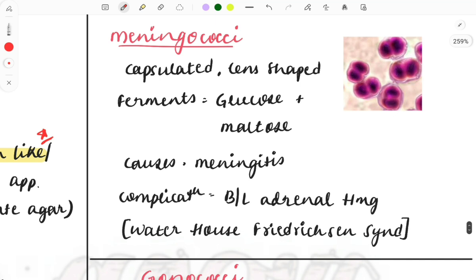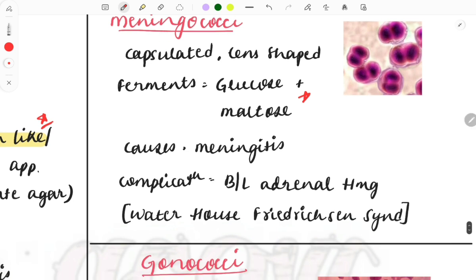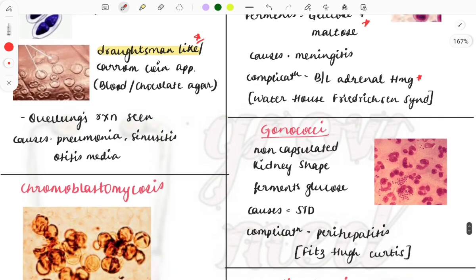Then meningococci, we all know it causes meningitis, and it is also capsulated and lancet shaped. It ferments glucose plus maltose, and this is the thing which will help you differentiate between Neisseria meningitidis and gonococci, Neisseria gonorrhoeae. An important PYQ asked is that the complication is bilateral adrenal hemorrhage, also called Waterhouse-Friderichsen syndrome.